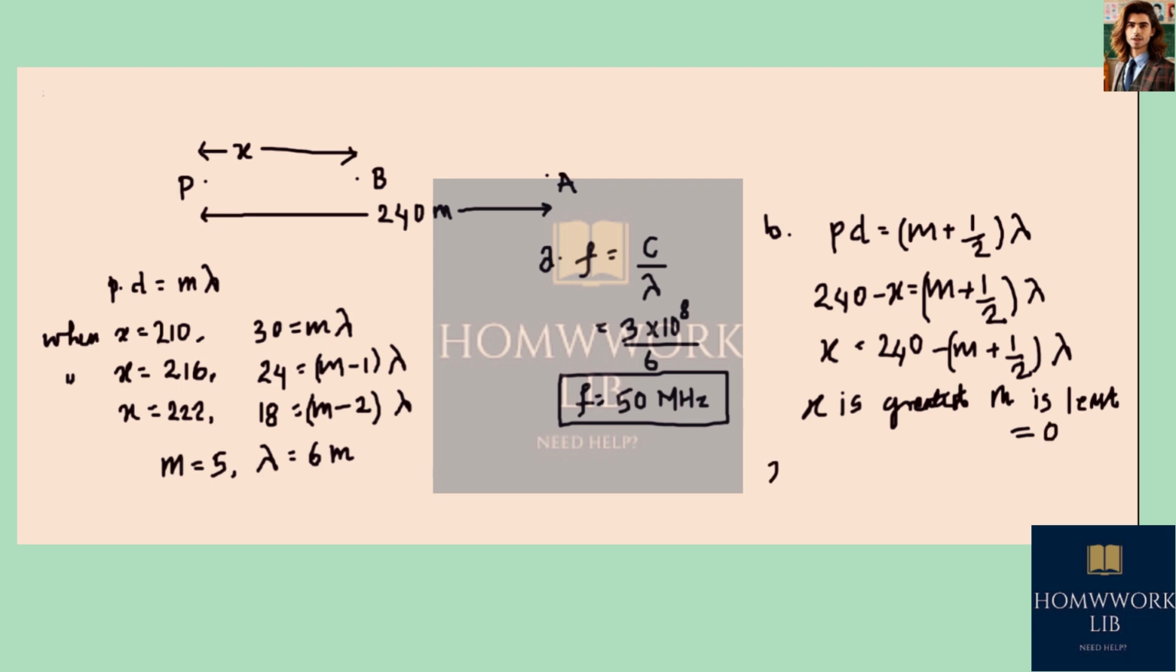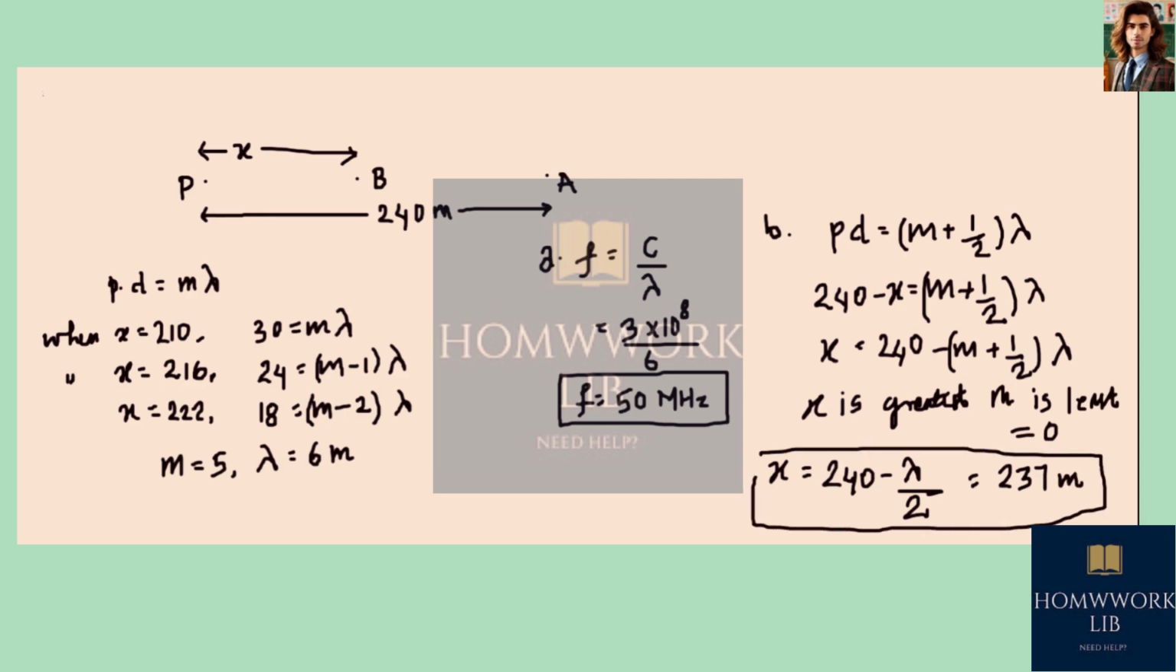So x equals 240 minus lambda by 2. What was lambda? 6, so 6 upon 2 is 3. So 240 minus 3 is 237 meters. So we are done with part B of the question. The location of B should be 237 meters from P such that the interference is destructive, and we have finished the solution.